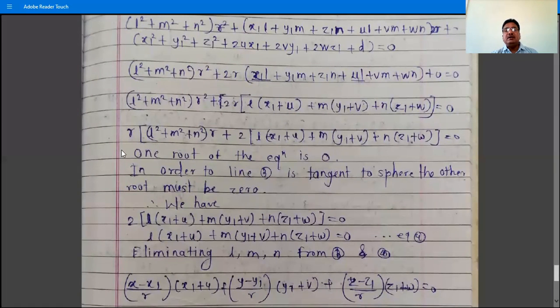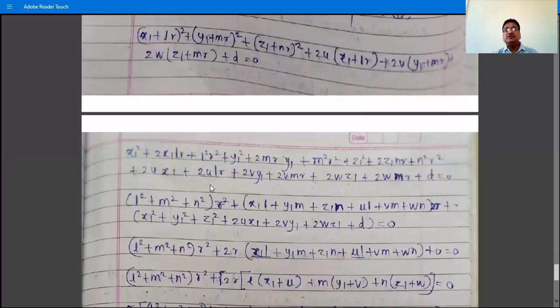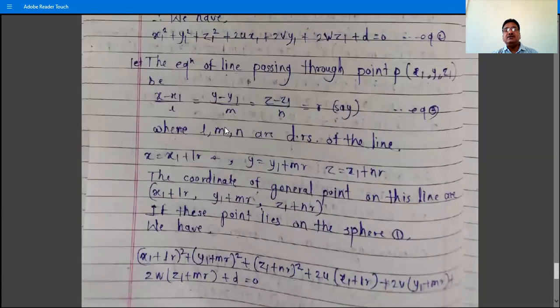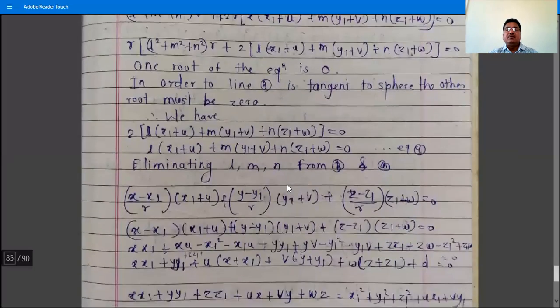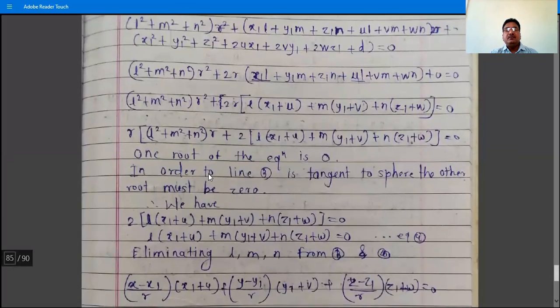And then obviously if you find the values of r from this equation, we have one root of this equation as r is equal to 0. So in order for line 3 to be tangent to the sphere, the line must intersect the sphere in only one point. And when this happens, the other root of this equation is also 0. So in order for line 3 to be tangent to the sphere, the other root must be 0.